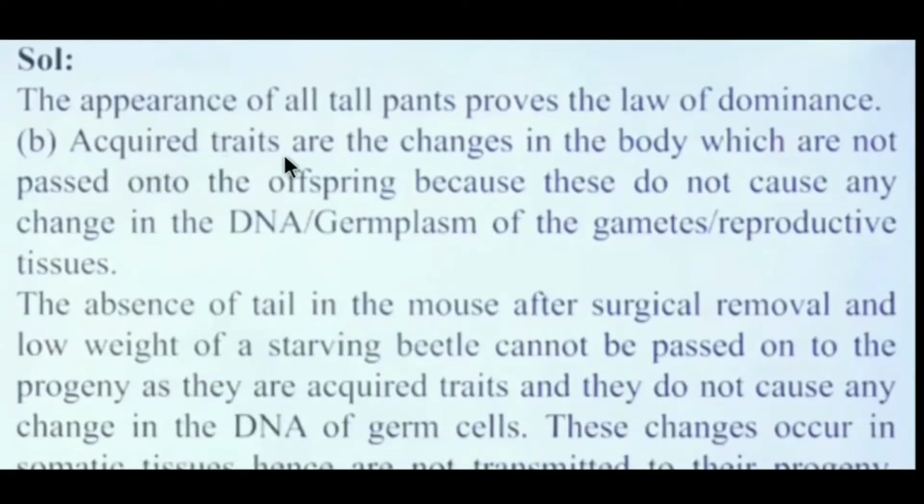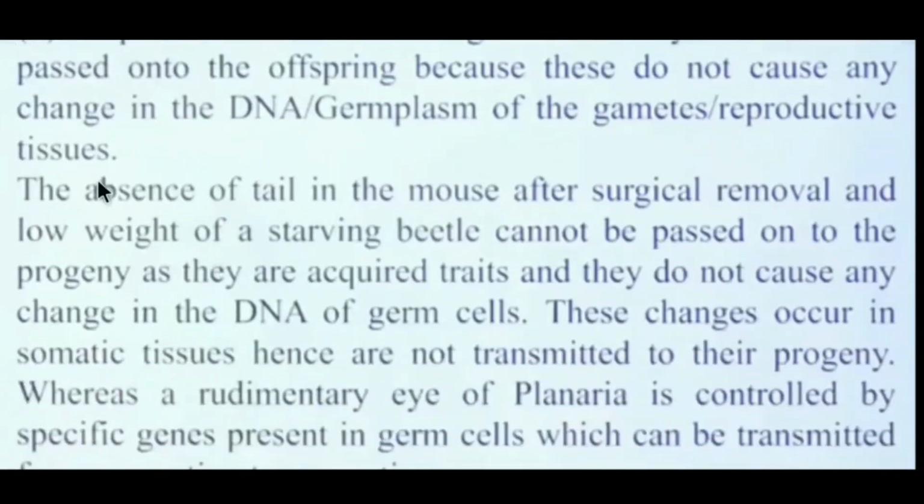Answer is, acquired traits are the changes in the body which are not passed on to the offspring because these do not cause any change in the DNA, germ plasm of the gametes, reproductive tissues. The absence of tail in the mouse after surgical removal and low weight of a starving beetle cannot be passed on to the progeny as they are acquired traits and they do not cause any change in the DNA of germ cells.